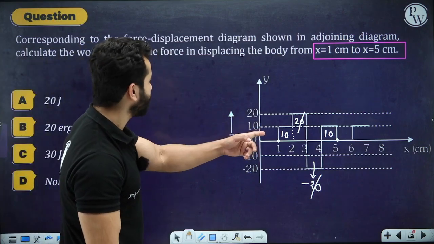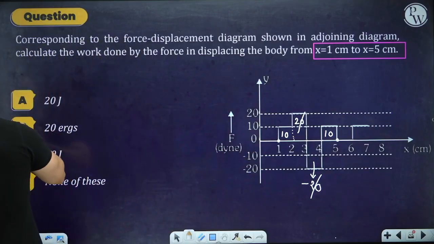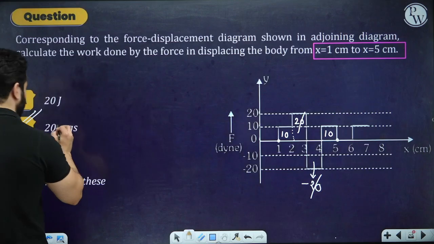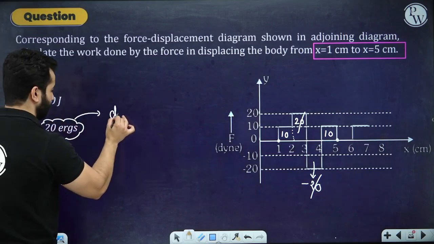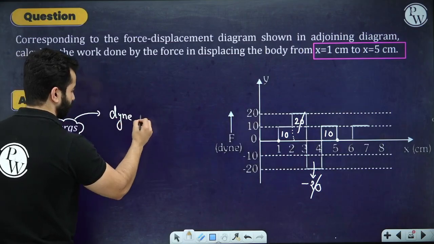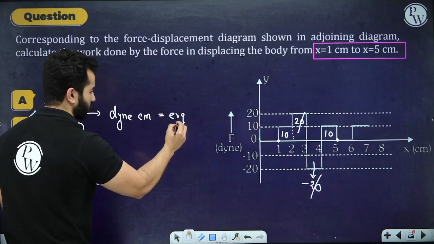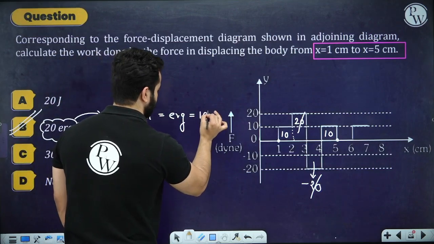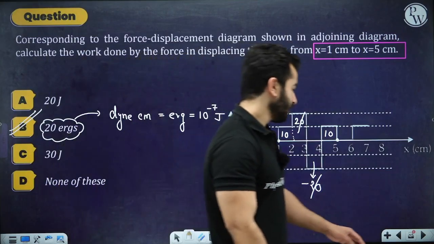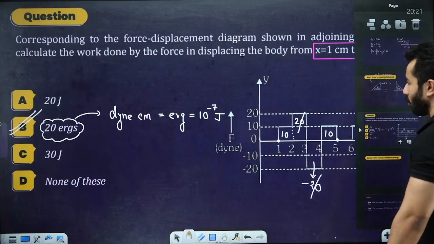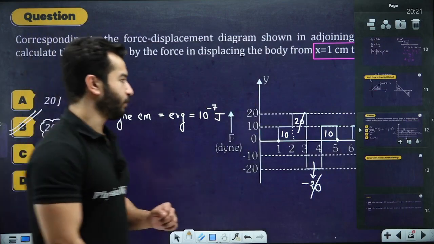is in centimeter, right? This is in centimeter and this is in dyne, so the unit is going to be ergs. I mean, if I didn't tell you at the start, dyne times centimeter is erg, which is equal to 10 to the power minus 7 joules, Newton meter, right? So pretty easy one, and that's all what you are going to see in questions under the graphical approach.